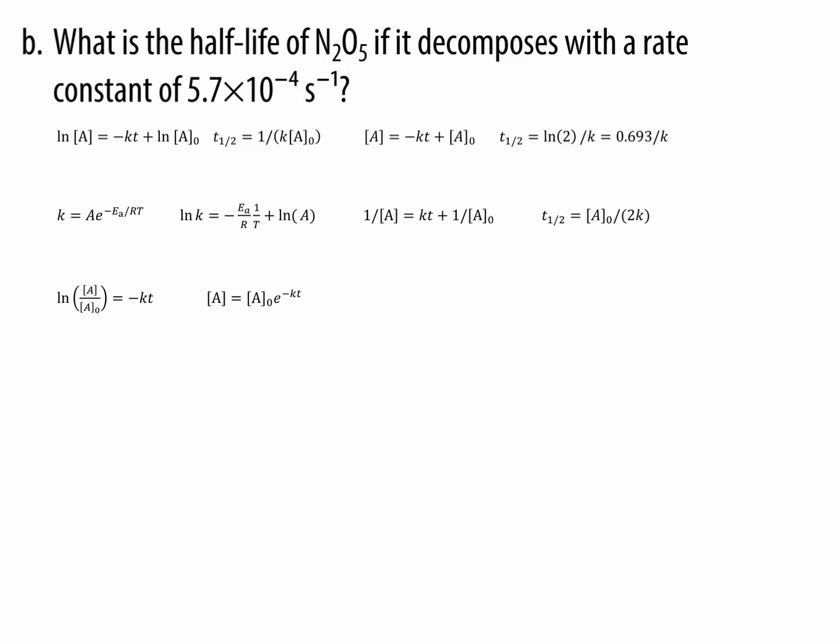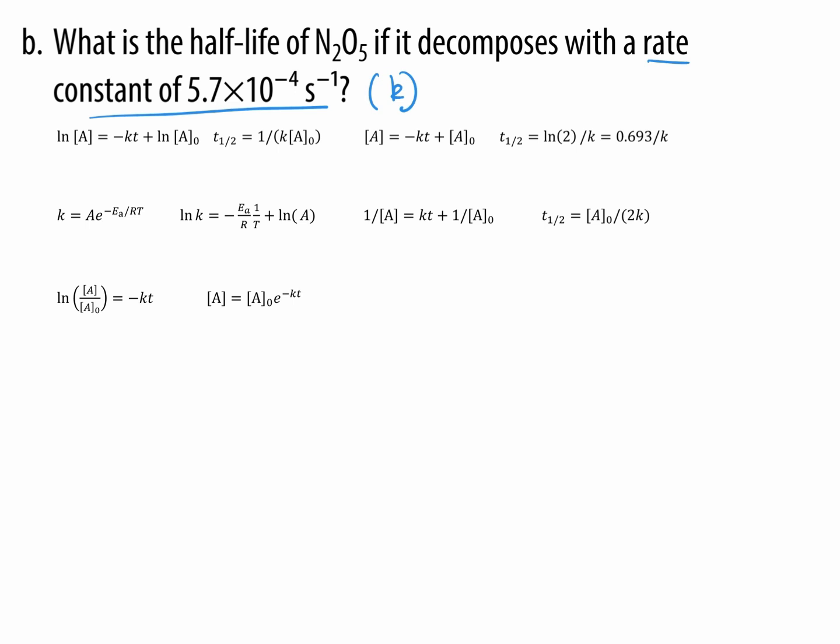So B, what is the half-life of N2O5 if it decomposes with a rate constant of 5.7 times 10 to the minus 4 seconds to the minus 1? Okay, now this one is maybe a little bit trickier, potentially because it didn't give us the order. So we know the rate constant, so we know the value of k. But there are a couple ways for us to figure out the order.